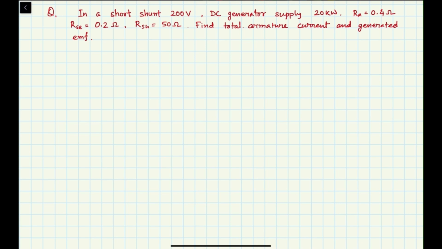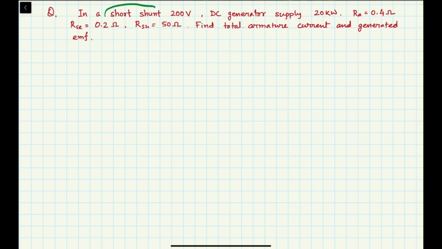So here is today's problem. In a short shunt 200 volt DC generator supplying 20 kilowatt, where the armature resistance is 0.4 ohm, the series resistance is 0.2 ohm and the shunt resistance is 50 ohm. Find the total armature current and the generated EMF.